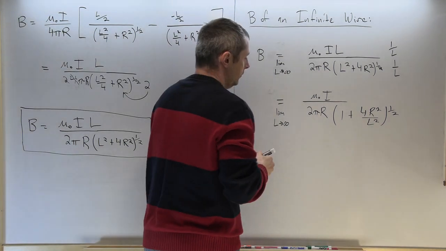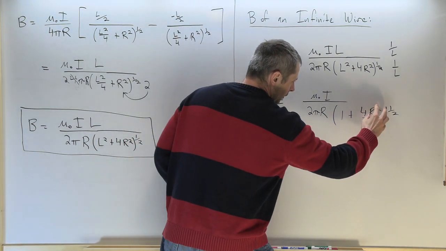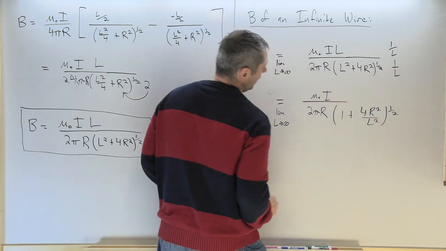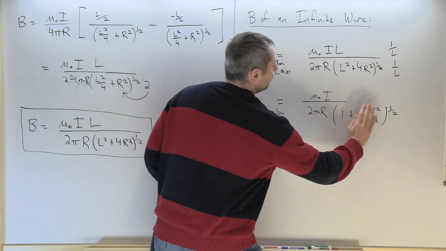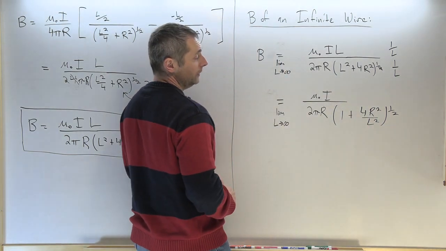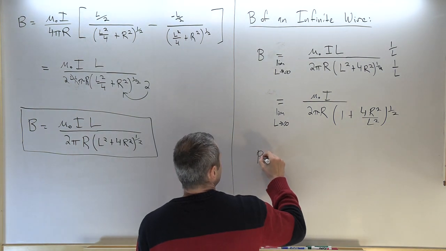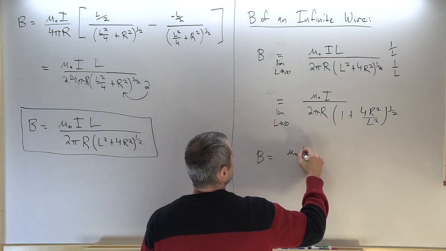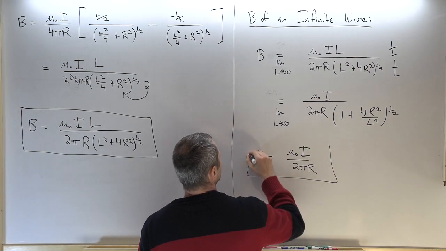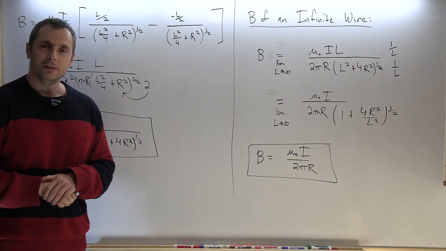And now if I look at this formula, I could see that as L goes to infinity, this term over here is going to go to 0 because I'm going to be divided by infinity. So I'm going to have the square root of 1. That's what this term will become. In other words, just 1. And so the magnetic field is mu 0 I over 2 pi r for an infinitely long wire. So let me give you a moment to copy that down.